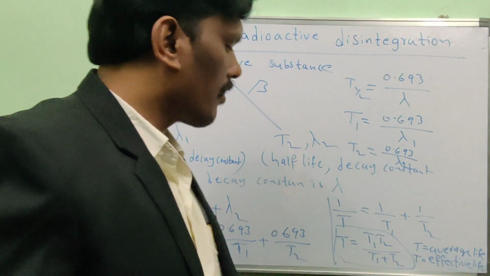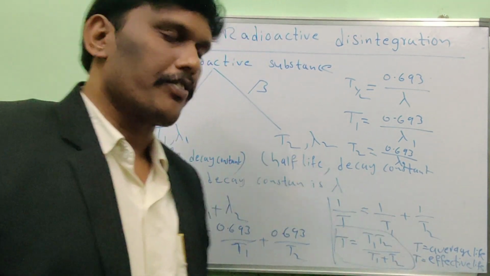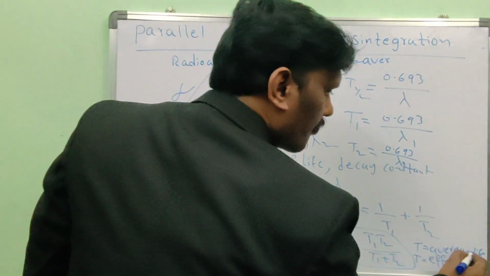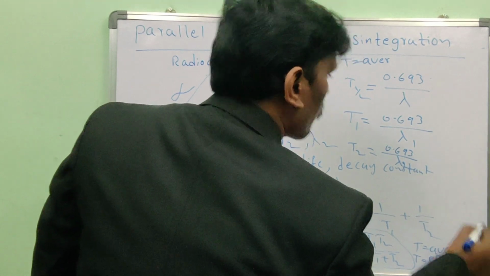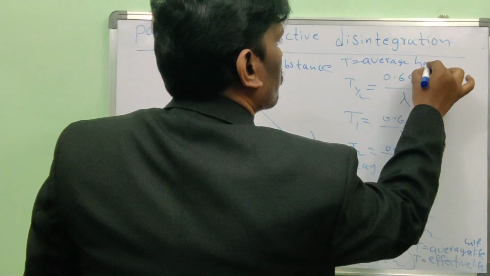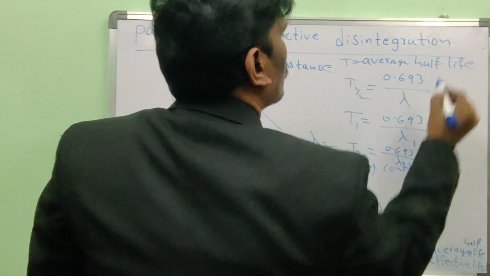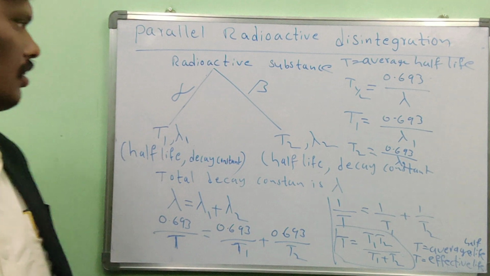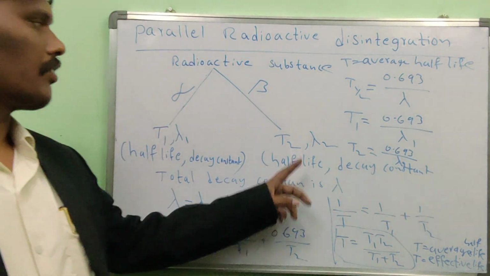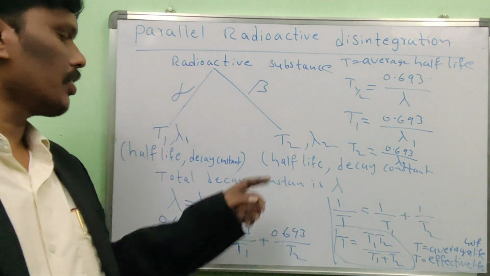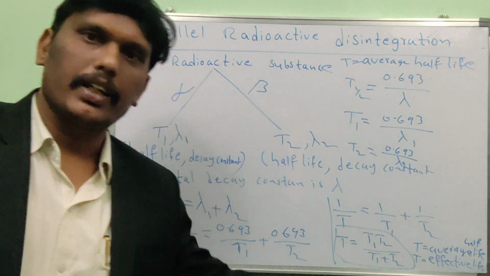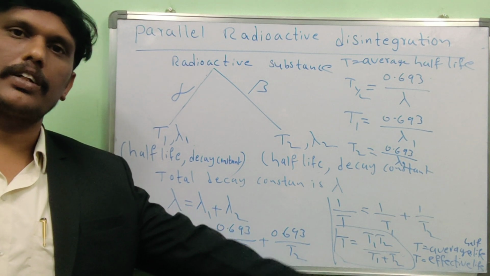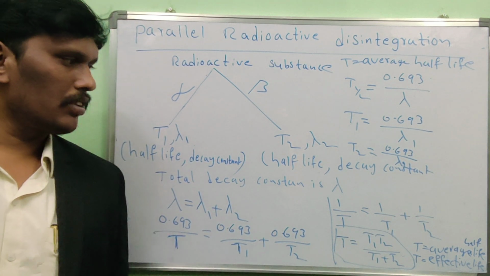T is the average half-life or effective half-life. How to calculate? T1 T2 by T1 plus T2, where T1 is the half-life for alpha emission and T2 is the half-life for beta emission. With T1 and T2 given in the problem, we can calculate the effective half-life or average half-life by using the formula T is equal to T1 T2 by T1 plus T2. That's all. Thank you, students.